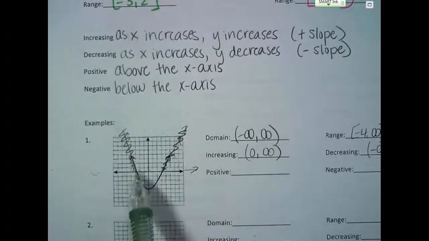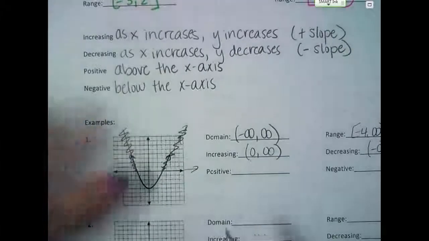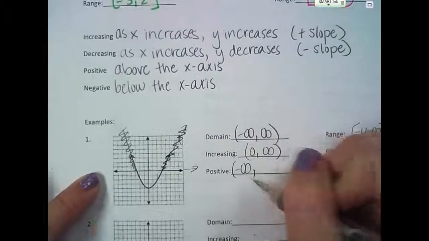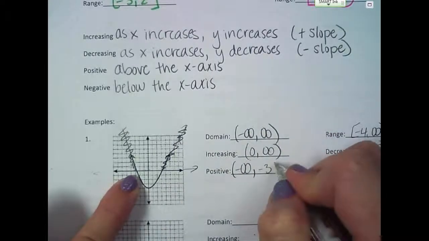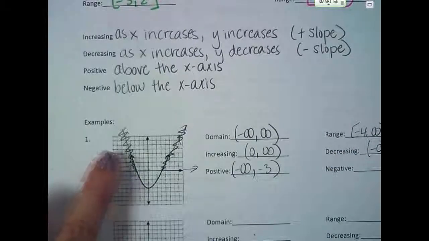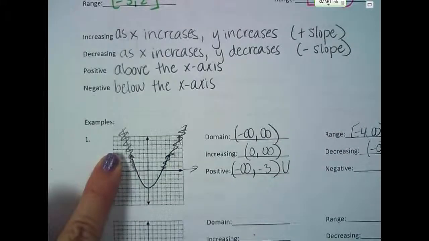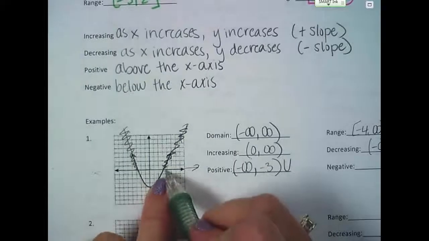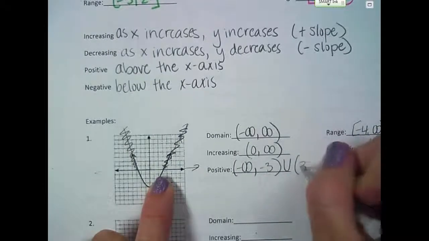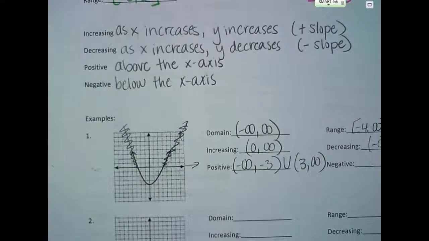If you look on this side, we're going to describe this first using the domain. So this would be from negative infinity all the way to where are we stopping? Right here at negative 3. I'm positive over here, and I'm going to use a U for and. Where else am I positive? I'll make a big hop. I'm positive here, correct? Which we're going to call 3 all the way to infinity. Got it? Erase it.